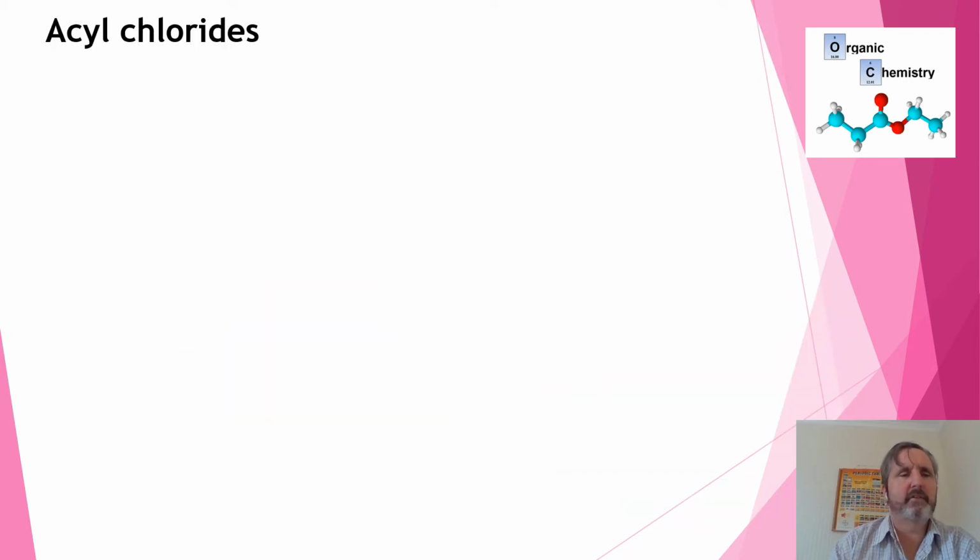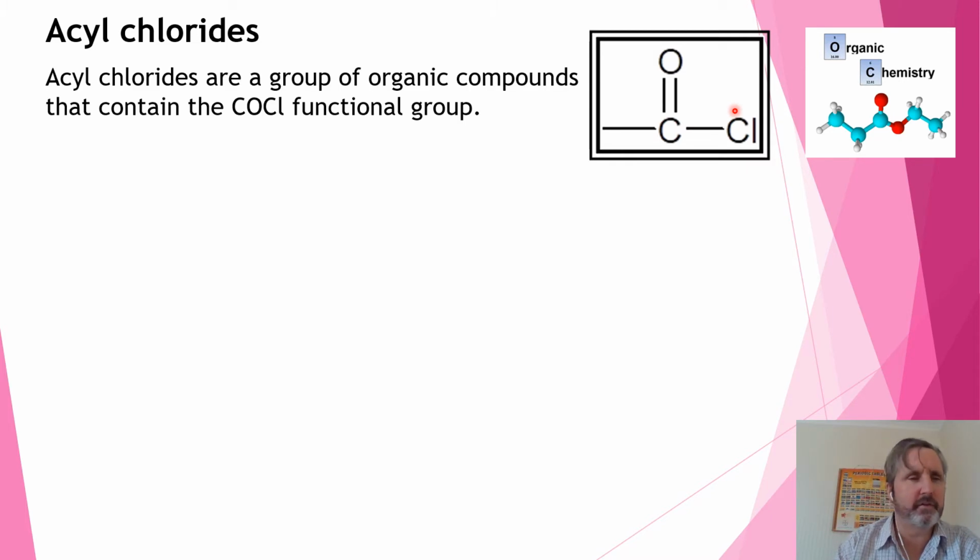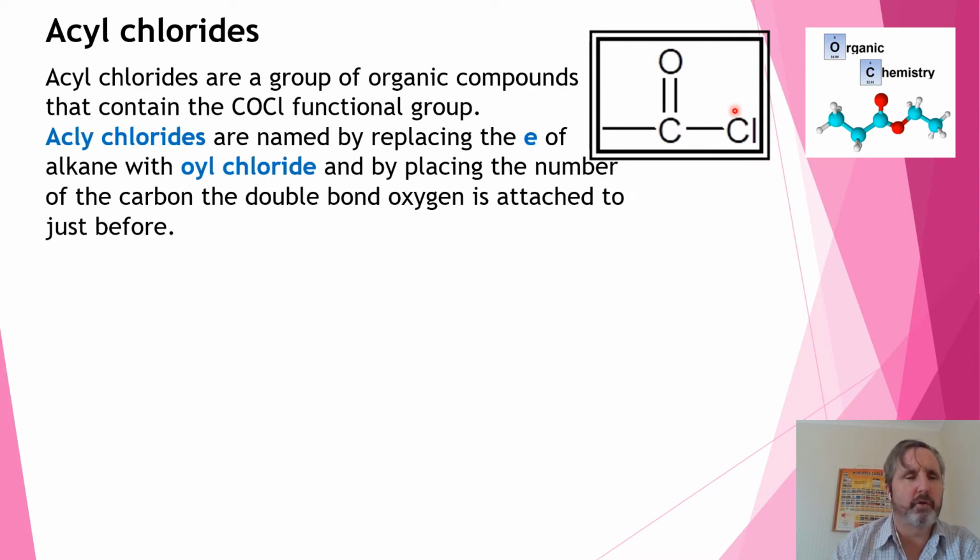Okay, let's look at acyl chlorides or acid chlorides. They look again like a carboxylic acid because they're a derivative of a carboxylic acid, but they have a C double bond O with a chlorine attached to it. These are very highly reactive substances. So they contain the COCl functional group. Now we name these by replacing the e with oyl chloride.